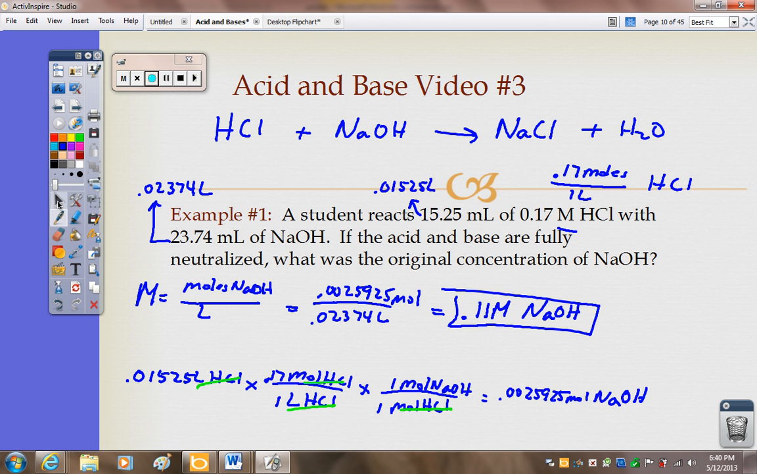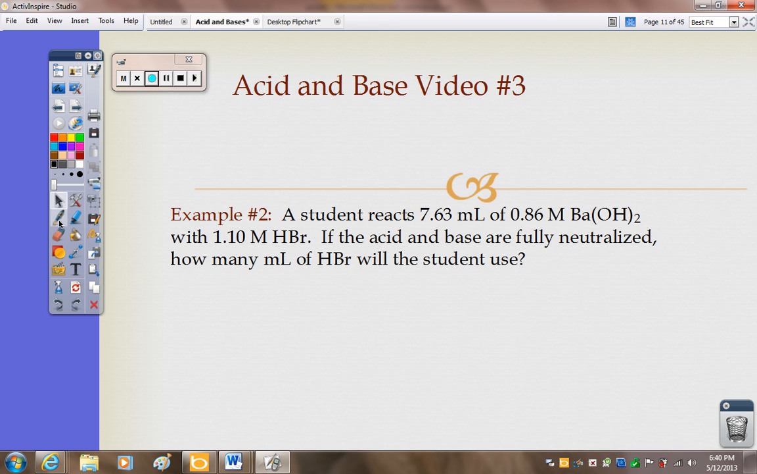Okay, next problem. A student reacts 7.63 milliliters of 0.86 molar barium hydroxide with 1.10 molar HBr. If the acid and base are fully neutralized, how many milliliters of HBr will the student use? First, we need a balanced chemical equation.